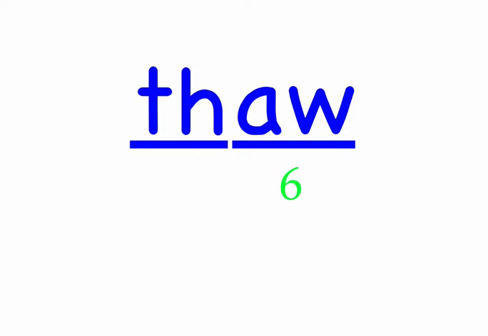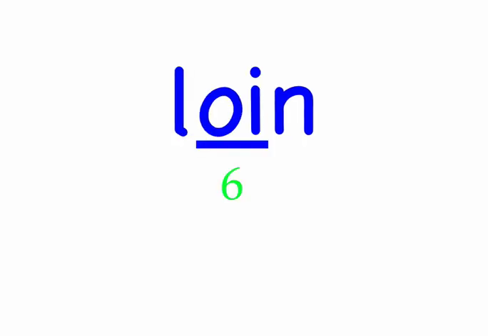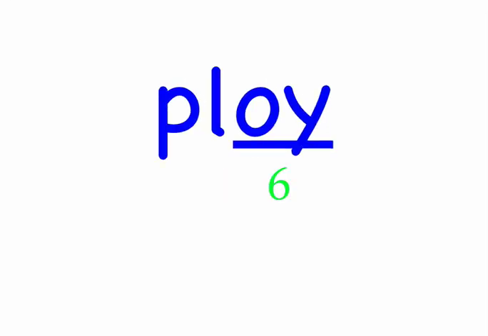Thaw. Loin. He had a loin of beef with potatoes. Loin. 3 sounds. L, oi, n. Loin. Ploy. The entire plot was a ploy to get him to come out. Ploy. 3 sounds. P, l, oi. Ploy. Dawn. We begin our trip at dawn. Dawn. 3 sounds. D, aw, n.